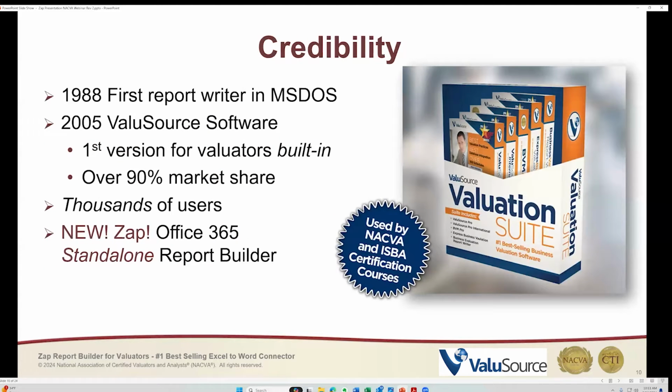So our first report writer happened in 1998 or 1988, and it was MS-DOS. We had gotten an evaluation program out, and then it was actually Lotus 1-2-3, and people were liking it, but they came back to us and said, "Hey, this analysis is really helping us out, but can you help us with the written report? The written report is taking too much time, and we're doing them again and again and again." So we wrote our first one in MS-DOS, and then in 2005 we had our first version for evaluators that was built in, and then we've had thousands of people using that.